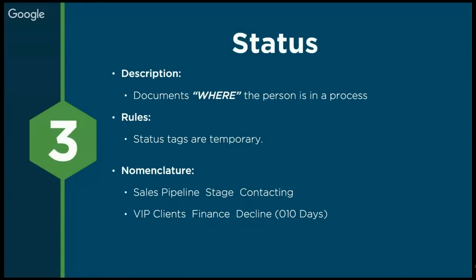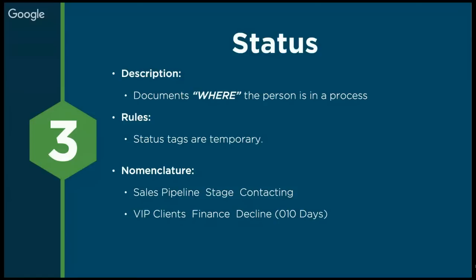So I've got a group of people that are VIP clients, and this is for the finance department. So I've got VIP clients-finance-decline 0 to 10 days, because finance might handle it when they decline for the first 10 days. And if finance can't rectify it, maybe it goes over to customer service to give them a call and hunt down what's going on. And 11 to 20 might get assigned to somebody else. So again, the status is changing as someone goes through a timeline or a process of events.